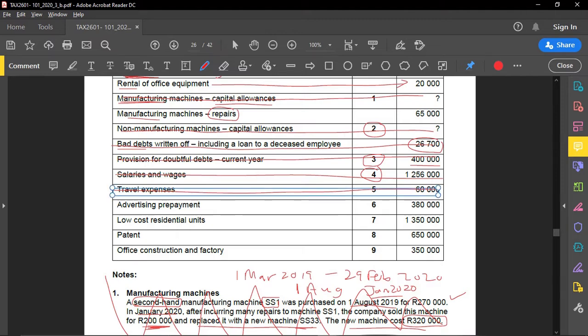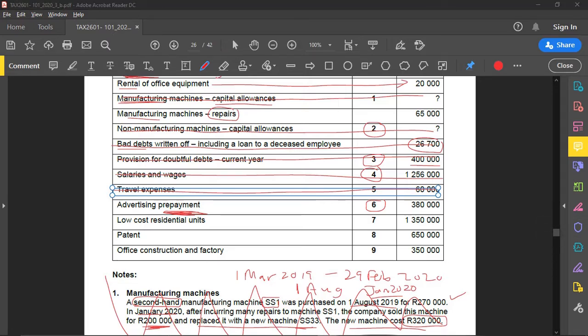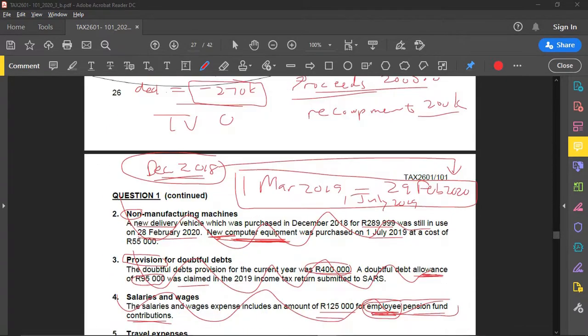All right, next one, advertising prepayment. As soon as I see prepayment, I'm thinking prepaid expenses. Okay, so this is giving me an indication there in terms of the note. So this tells me I need to look at note number 6. It's 380,000. So 380,000 is representing the total.